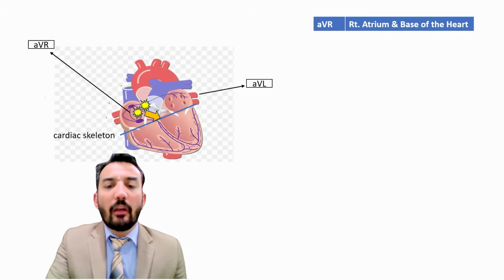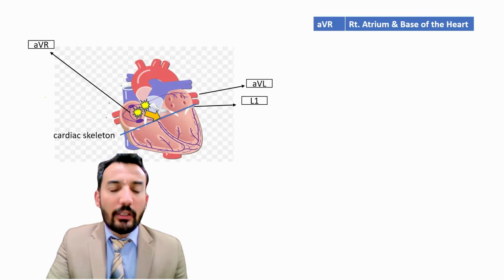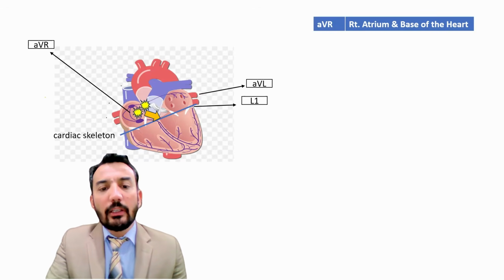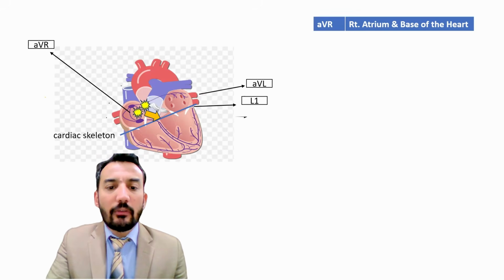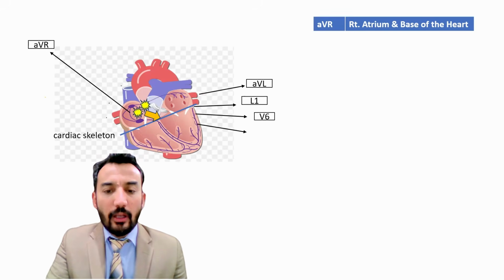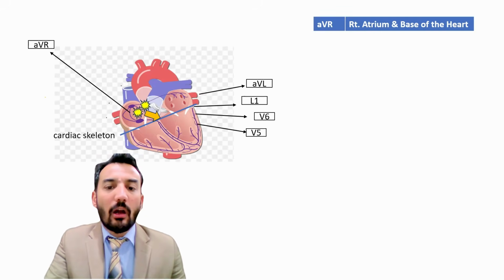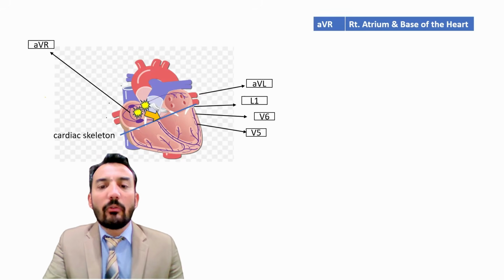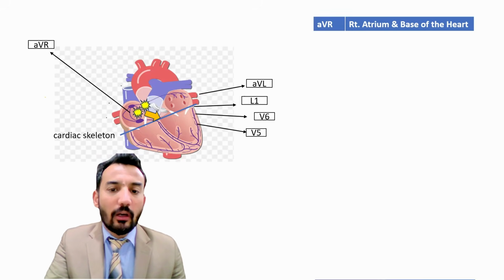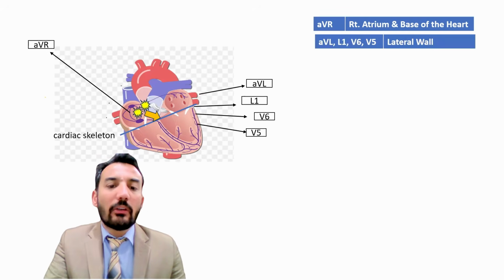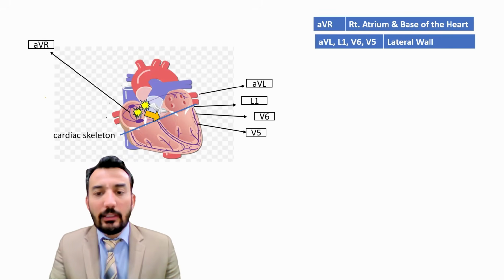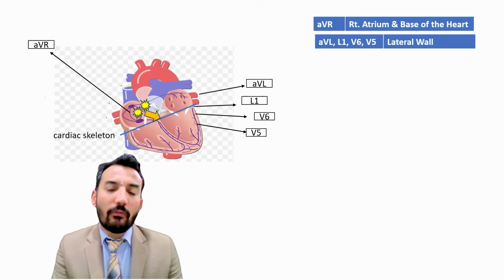Then we have the AVL, we have L1. Then when we attach the precordial leads, towards the left lateral side we attach V6, then V5. These four leads together give us a lateral view of the heart. These leads are also called lateral leads, and they provide a lateral view of the heart as they look at the lateral wall of the heart. Any changes in these leads mean that there is a problem with the left lateral wall of the heart.